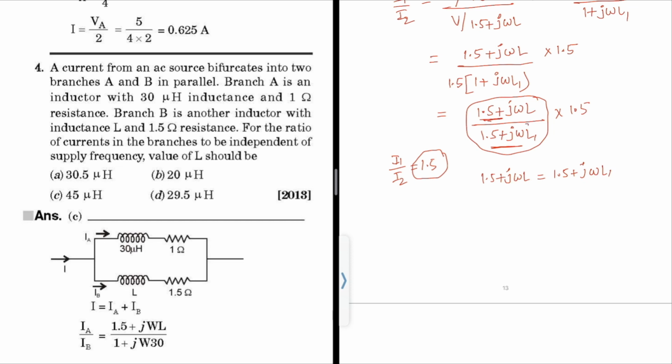I made a mistake here. I had to multiply by 1.5 here also. So L equal to 1.5 L1. L1 is already given as 30, so the answer will be 45 microhenry.